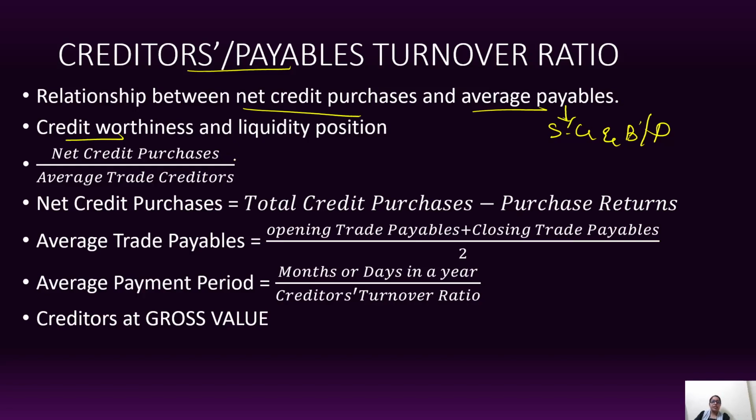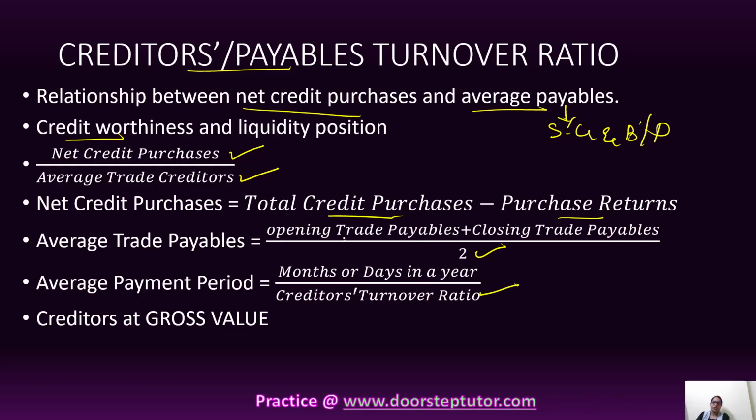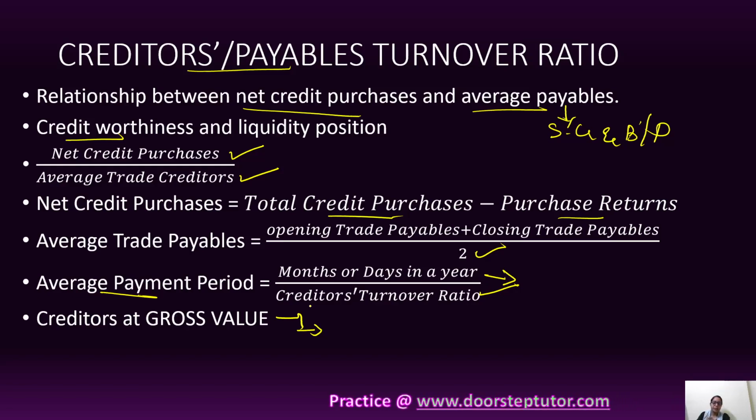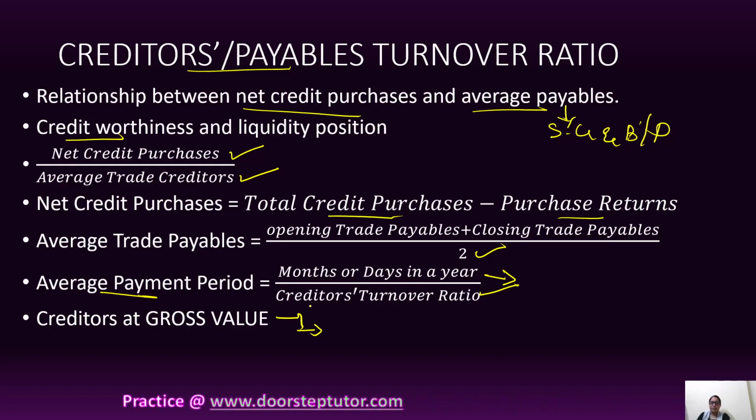And this ratio is computed by dividing net credit purchases by average trade creditors. See, net credit purchases, total credit purchases minus the returns. Average trade payables, how will you compute? Opening payables plus closing payables by 2. Average payment period is months or days in a year by creditors turnover ratio. And what is this? It is the approximate time taken to pay back the creditors. Here also creditors are taken at gross value before providing for discount on creditors. That amount is taken into consideration for the calculation of this ratio.